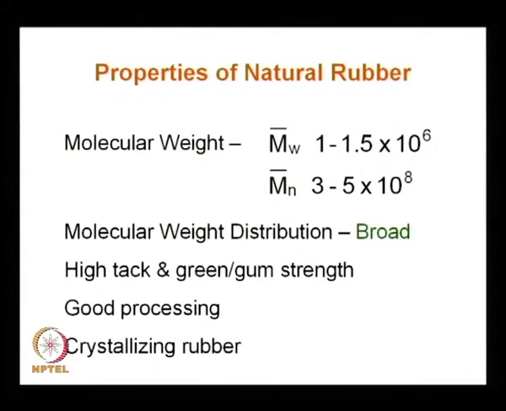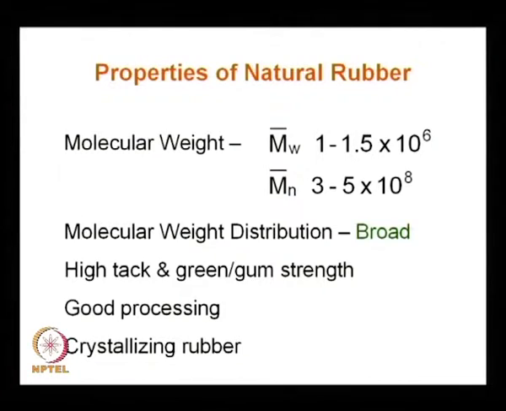Two different kinds of molecular weights are given here: weight average molecular weight and number average molecular weight. This number average molecular weight is really wrong here. It will be less than 10 to the power 6. This value is wrong; it will be 10 to the power 5 or less, of the order of 10 to the power 4 to 10 to the power 5. The molecular weight distribution is broad, and high tack and green strength are required.